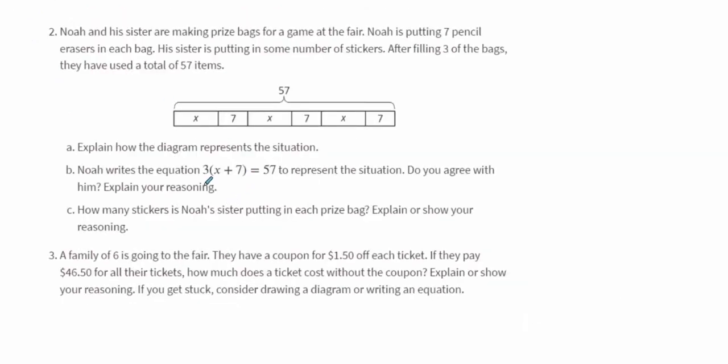Number 2. Noah and his sister are making prize bags for a game at the fair. Noah is putting 7 pencil erasers in each bag. His sister is putting in some number of stickers. After filling 3 of the bags, they have a total of 57 items. So here's the tape diagram showing that. And part A says, explain how the tape diagram represents the situation.